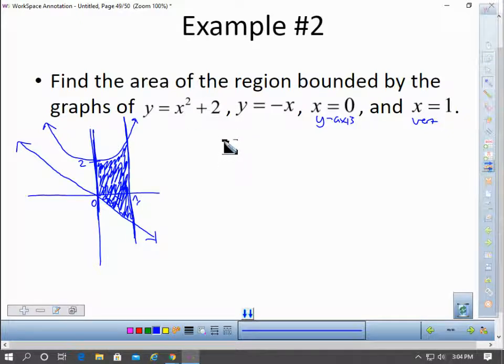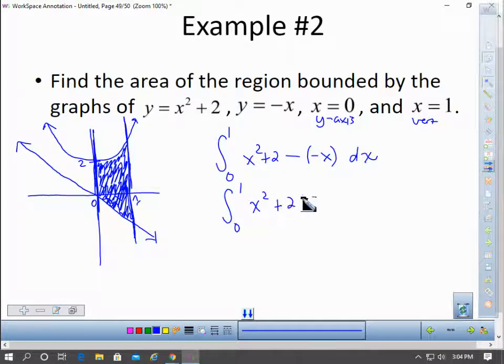All right, so I know it's going to be an integral, and I already know the numbers here because it's already on here for me. So I'm going to go from 0 to 1 because I'm going from this vertical line to this vertical line. So 0 to 1. And I'm just going to do top curve minus bottom curve. So pretty straightforward. My top curve up here is the parabola, so x squared plus 2, minus the bottom curve. And my bottom curve is the negative x. And then I put my bookend dx on there. Alrighty, so there's my problem. I'm going to go ahead and simplify it here. That's going to be x squared plus 2 plus x.